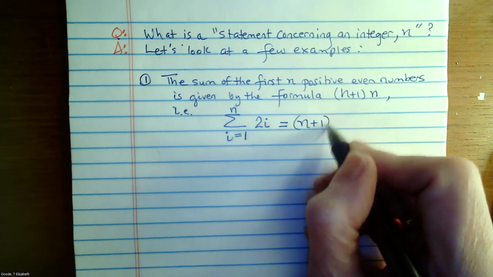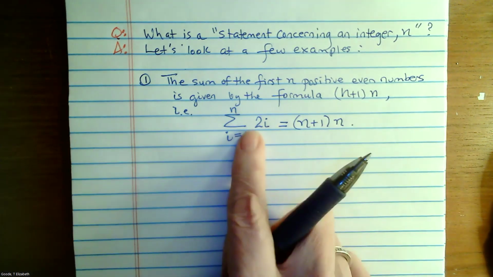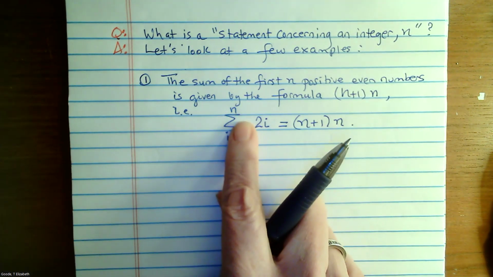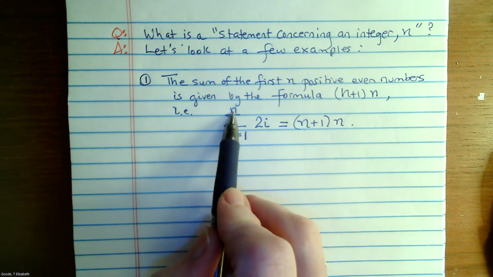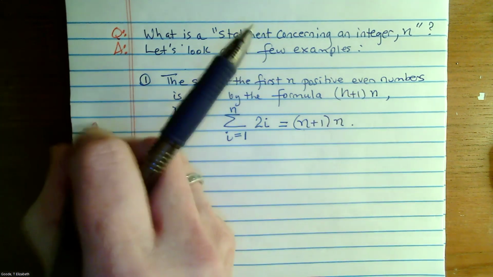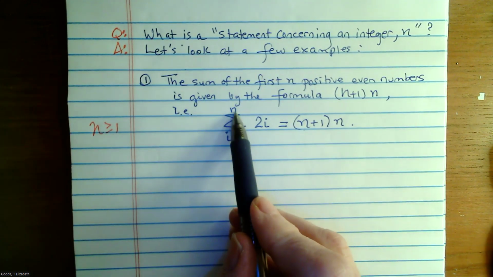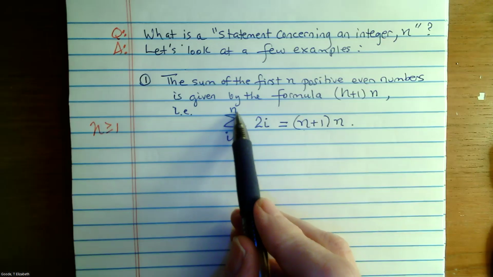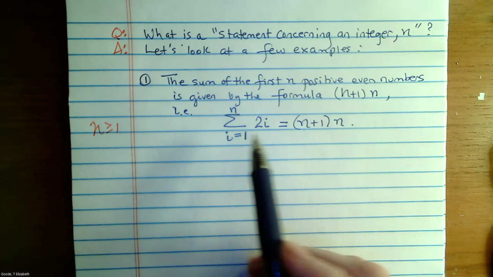n positive even numbers. So the claim is that that sum, no matter how large n gets, is always going to be given by this formula, where this n is the same as that n. Okay? And this is for n greater than or equal to 1. It doesn't make sense for the upper limit of a sum to be smaller than the lower limit. It can be equal to it, though.